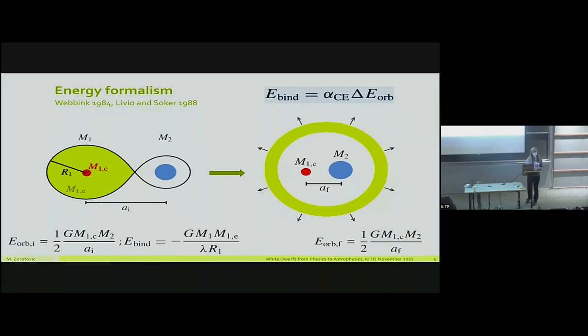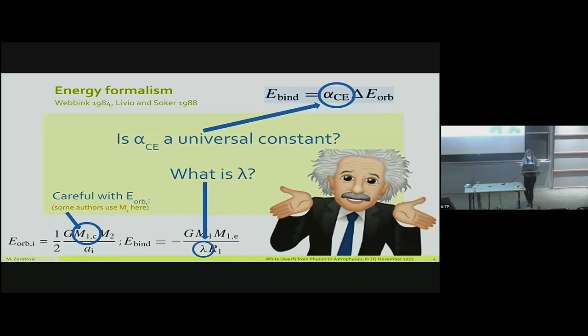If you get alpha values above 1, this means you are probably missing some extra energy sources that help to unbind the envelope. So it looks really simple, but it's not. We have a lot of questions. Is this lambda a universal constant? This is what we're trying to constrain here. But if you want to constrain alpha, you need to first get an agreement on what you're going to use for lambda. Because if you look at different studies, this lambda, the structural parameter that takes into account the binding energy of the envelope, can be very different from one study to another. Some authors even constrain alpha lambda instead of trying to constrain alpha.